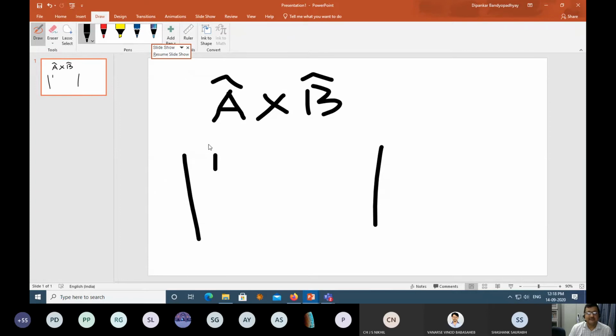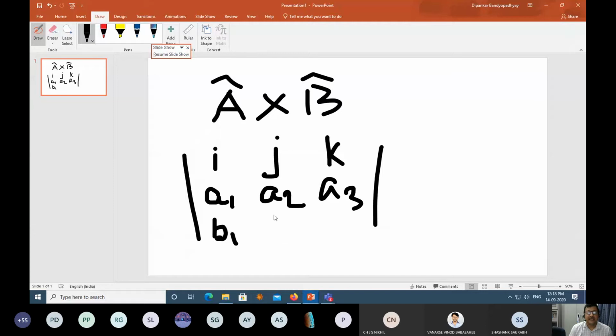Suppose this is i, then you have j, and k. These are the unit vectors. Then what you do? You look at the components, that is A1, A2, and A3. These are the components of A, and then you write B1, B2, and B3. If you evaluate this determinant, you are able to get the cross product.